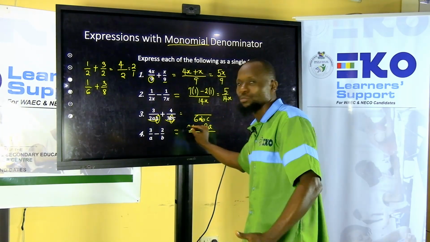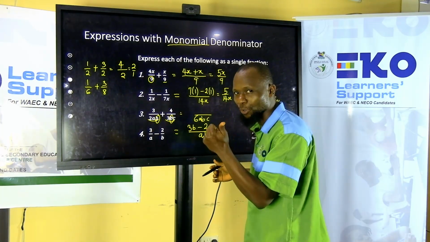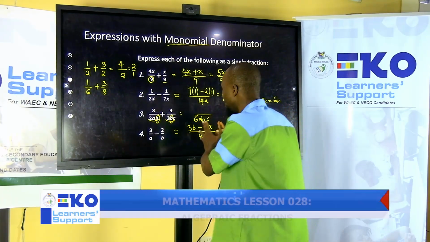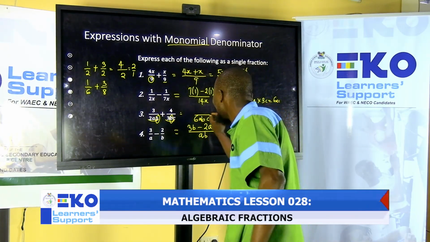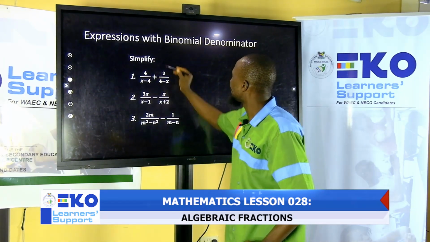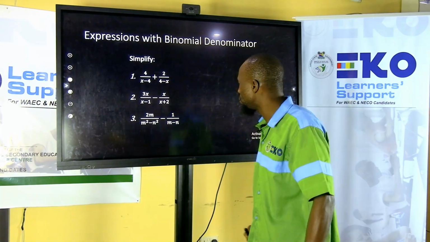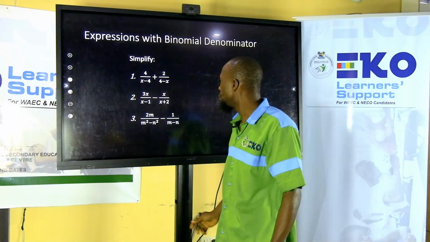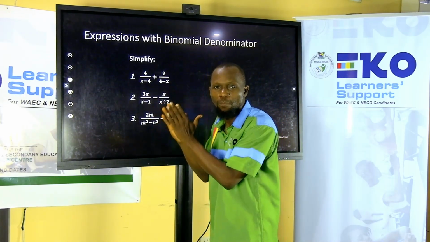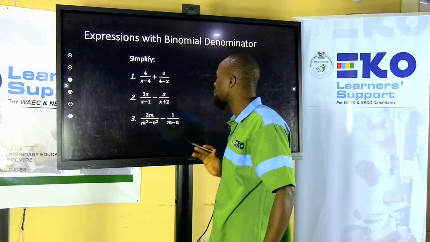So in this case, we can't add or subtract because they are what? Remember, they are unlike terms. So we can't add them together. So you leave it like this. So I will leave this for you to solve. Let's move on. The next one, we want to look at expressions with binomial denominator. So what do we mean by binomial denominator? It means here we have two numbers which we have combined with either addition or subtraction.